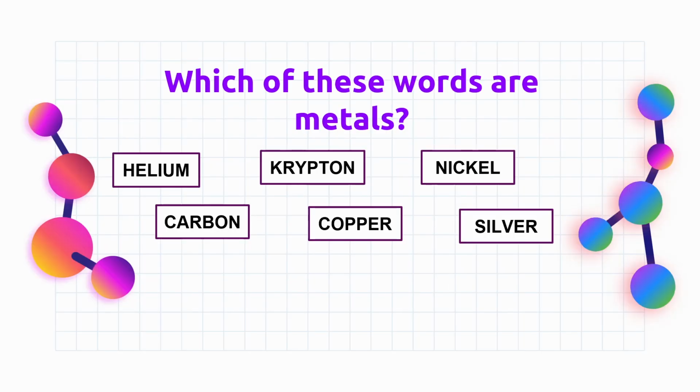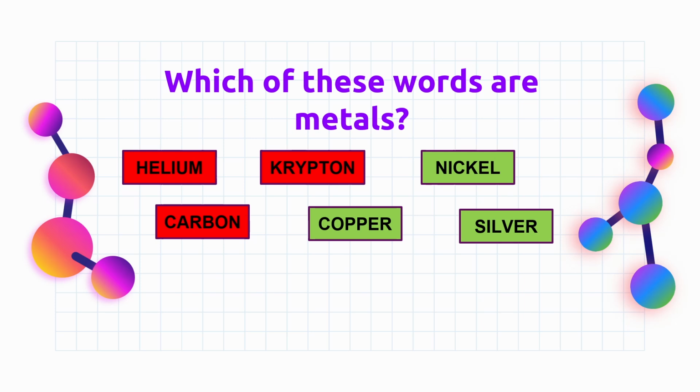Let's try an activity. I'll read some element names. You decide if they are metals or nonmetals. Helium, carbon, krypton, copper, nickel, silver. Now, think which of these are metals. Great! Copper, nickel, silver are metals. The rest are nonmetals.